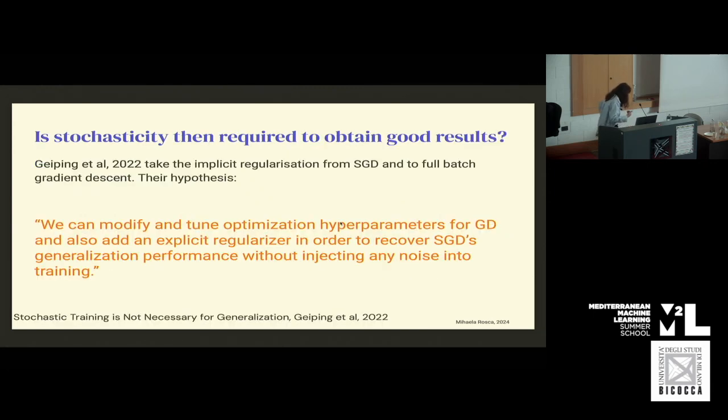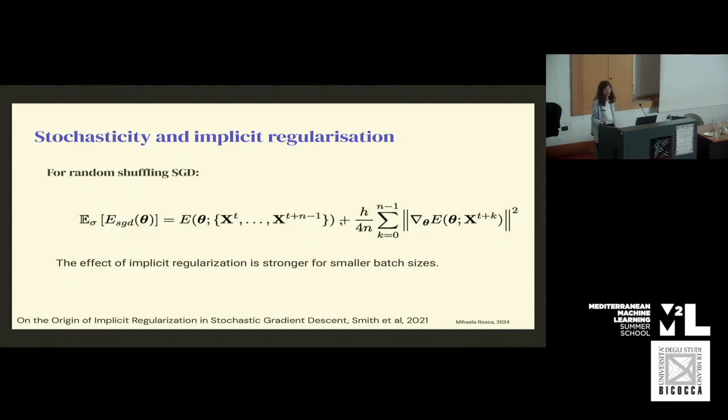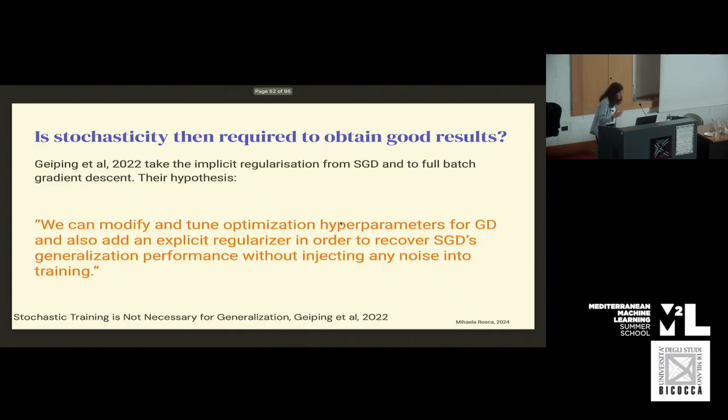Now one question is, do we need stochasticity to obtain good results? Or are we seeing a lot of the good generalization results of SGD because of these implicit regularization terms? There's this really great paper that I mentioned here, Stochastic Training is Not Necessary for Generalization, where they start making a bit more steps towards going from correlation to causation.